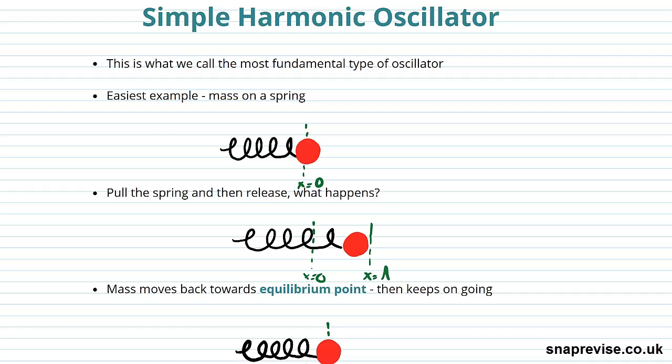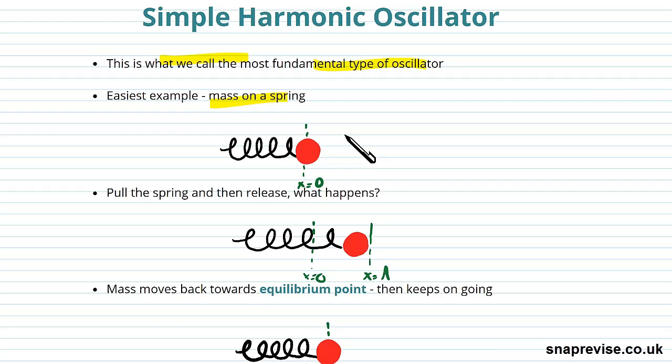So in this video, we're going to look at the simple harmonic oscillator, and that's just what we call the most fundamental type of oscillator. The easiest example of this is a mass on a spring. We're going to prove later that this actually is simple harmonic motion, but really once you've done that, this mass spring system is the easiest way to think of what a simple harmonic oscillator really is.